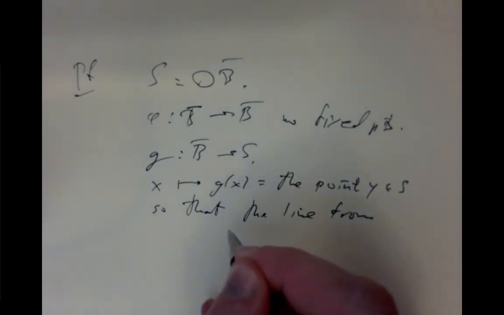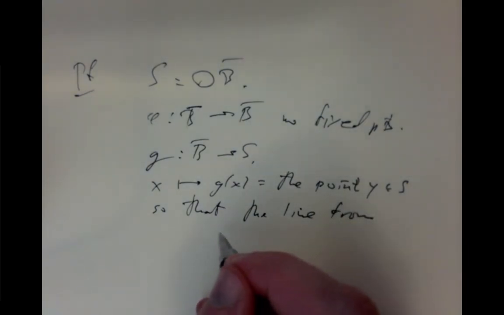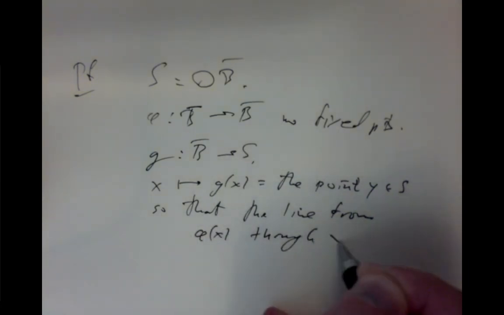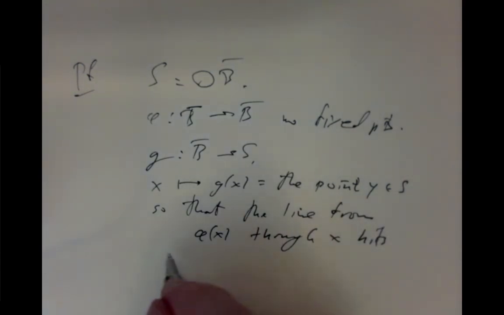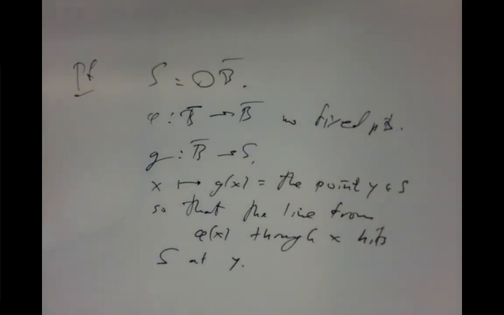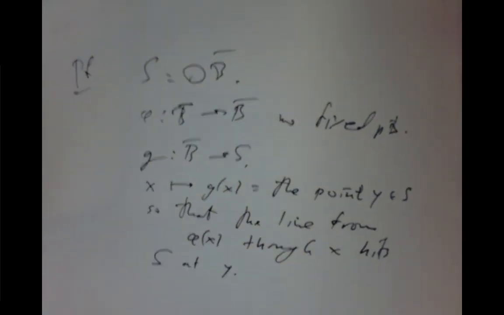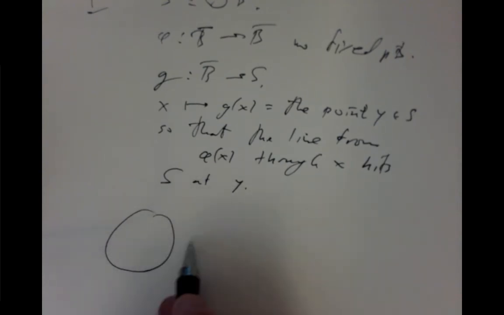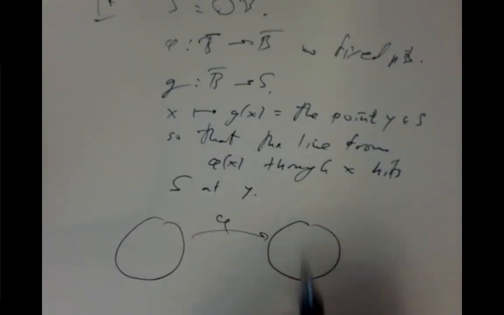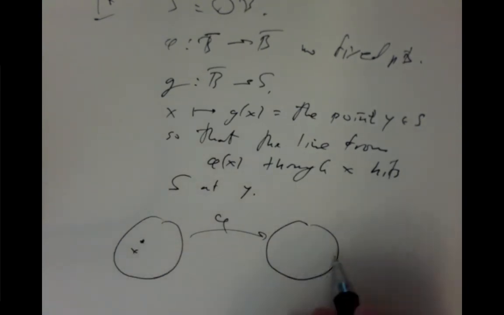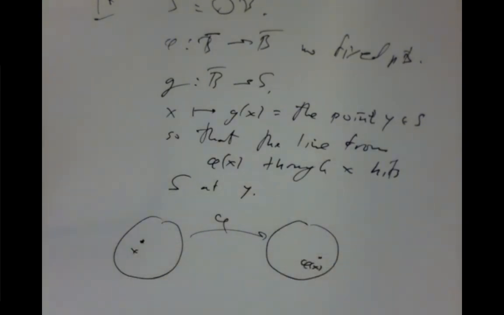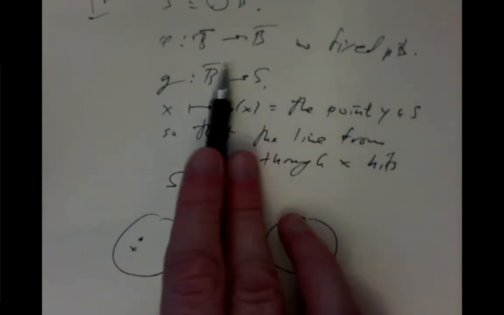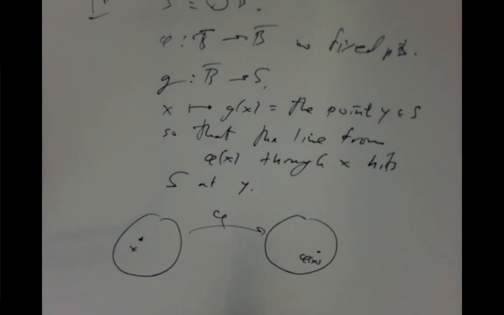from phi of x through the point x hits the boundary S at the point y. In a picture, it's very easy to draw what I mean. I have some map phi, and it takes a point x to some point phi of x, and they're not equal. X and phi of x are not equal, so there are no fixed points. So we're assuming no fixed points and trying to derive a contradiction.